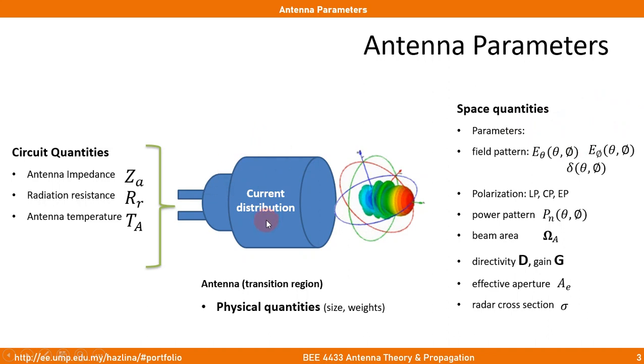Antenna design is about the skill of manipulating the current distribution on a conductor in order to generate the desired radiation. The properties of the conductor include its size and weight.